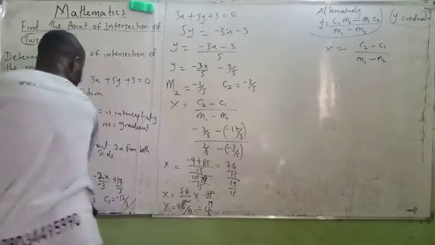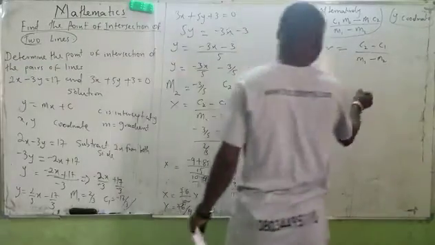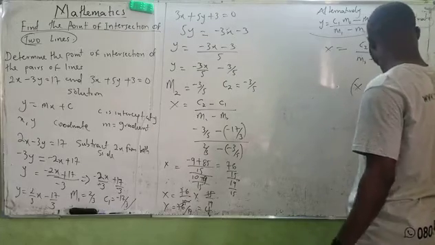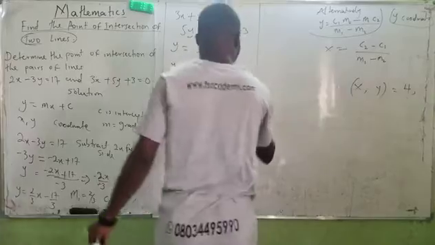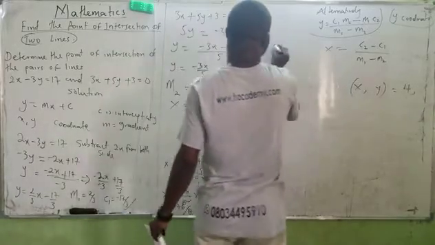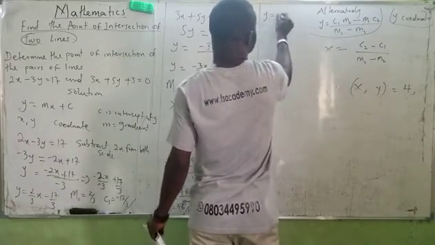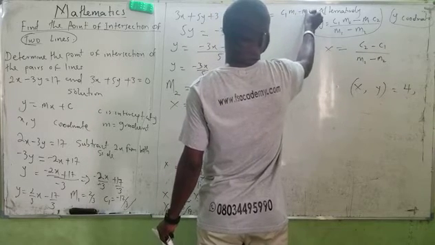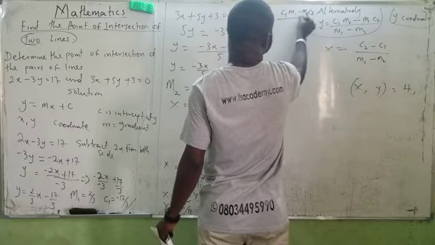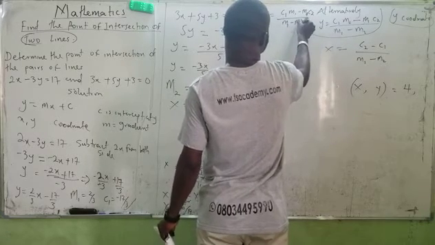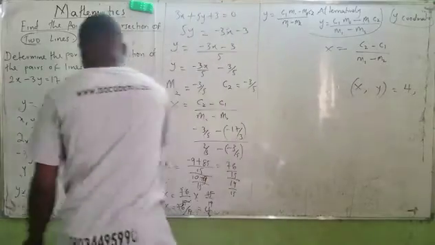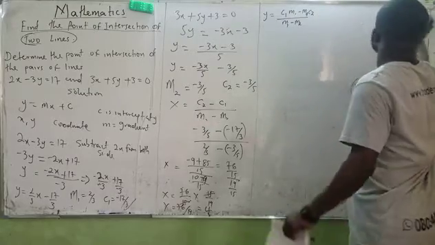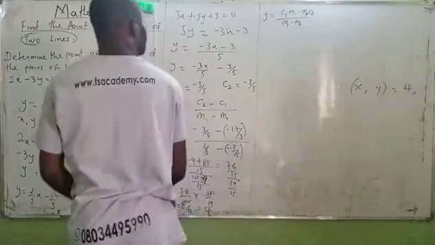I'll move on to the next one. It means my x coordinate is what? X comma y will be what? 4, comma, I want to look for my y. Now, how do I get my y? My y is equal to (C1 M1 minus M2 C2) divided by (M1 minus M2). Permit me to rub out this area. Since I have that, now I can answer that.